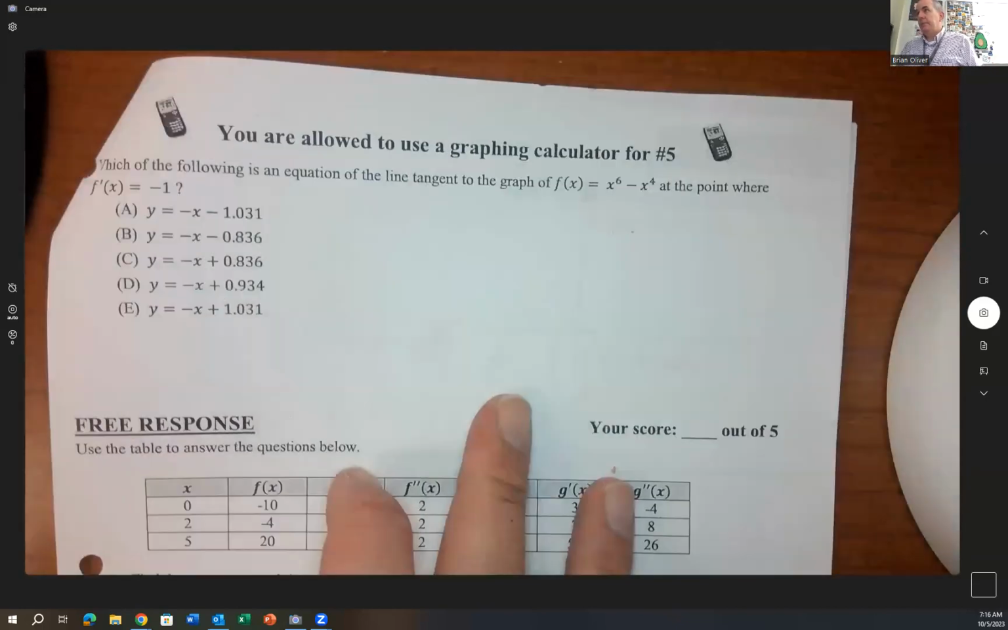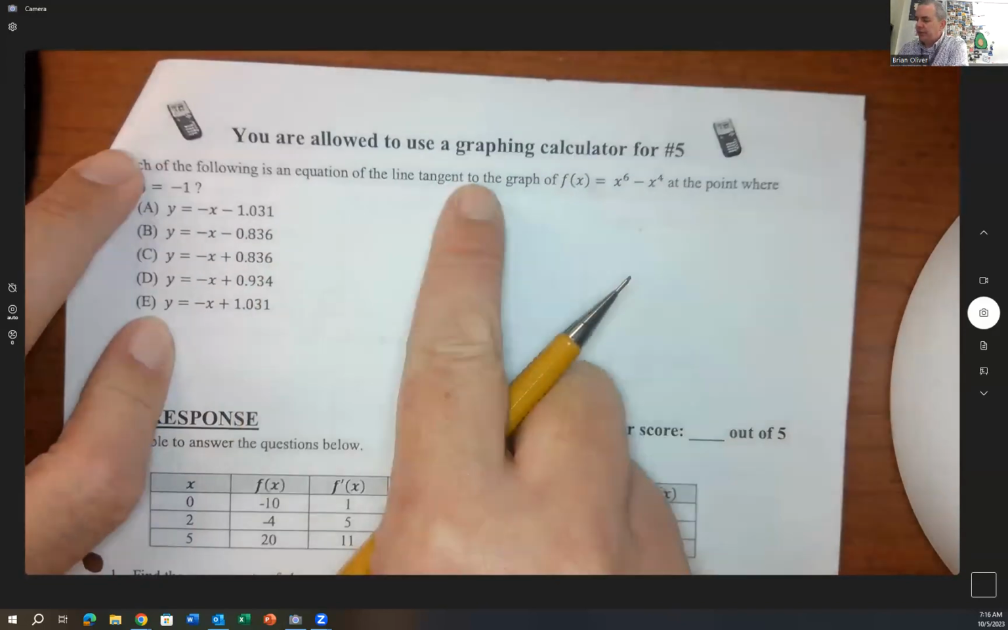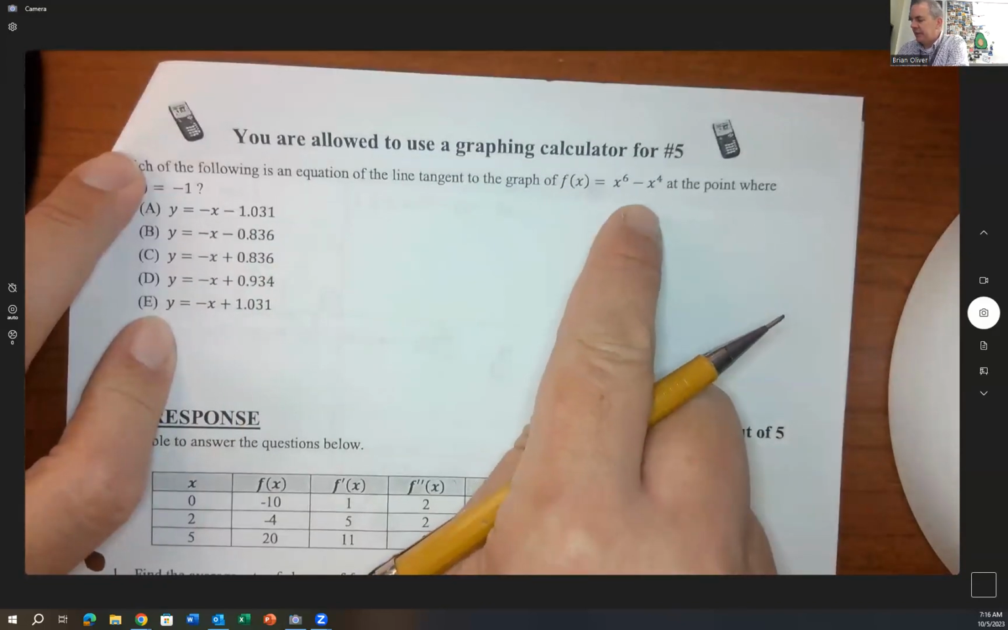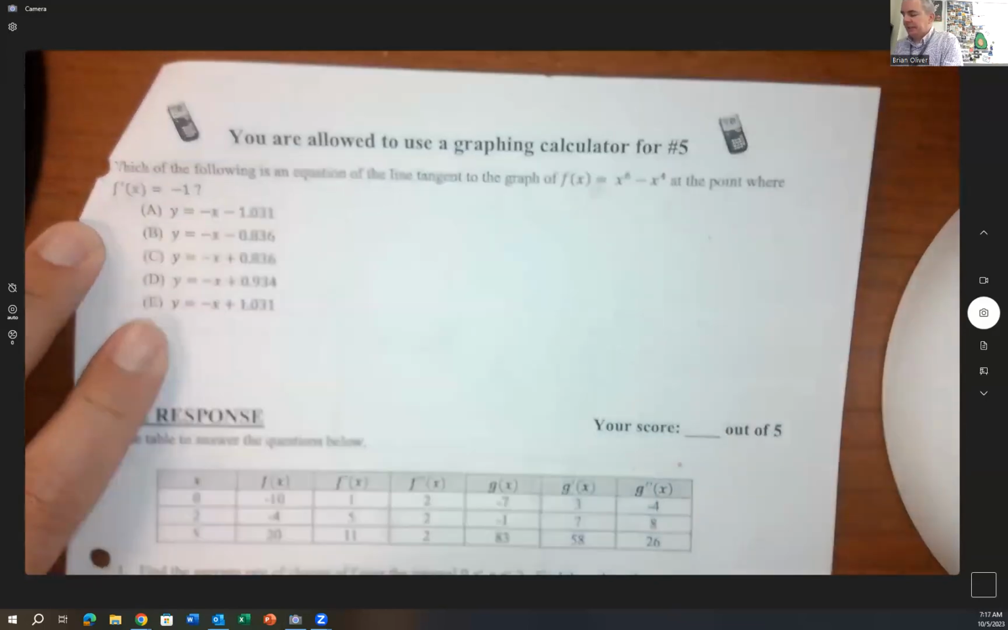Last one. Again, did this before, but we're going to have to use the calculator to do this. Give me a second. Got to grab it. So I need to figure out the equation of the line tangent to the graph x^6 minus x^4 at the point where the slope is negative 1.